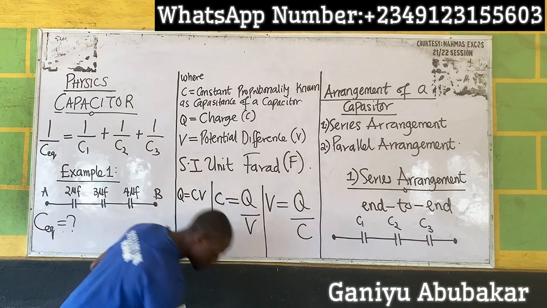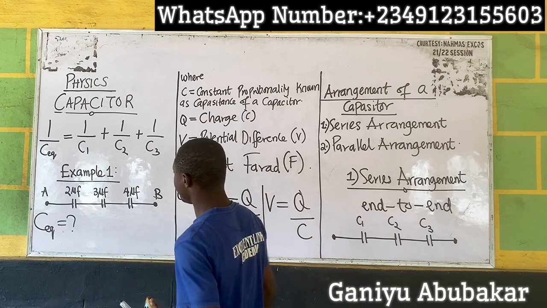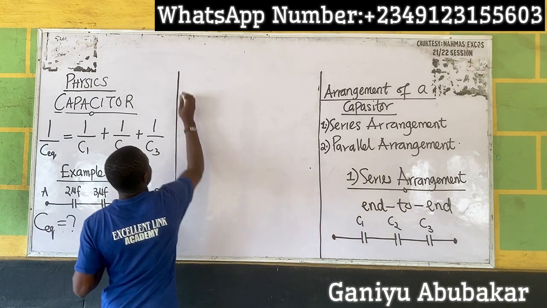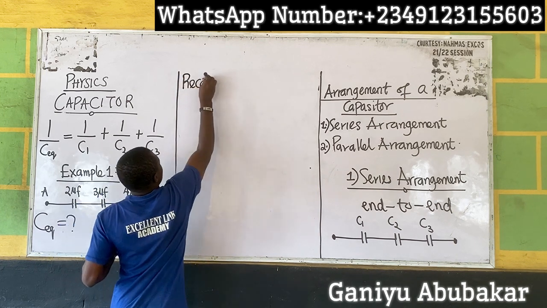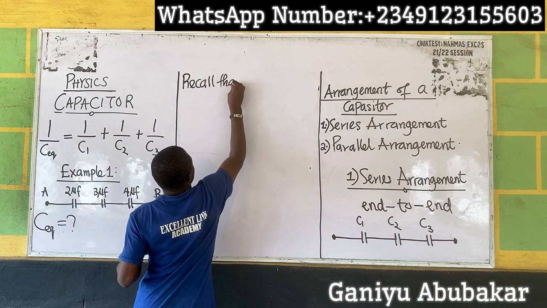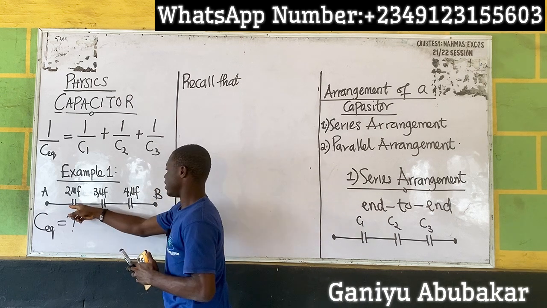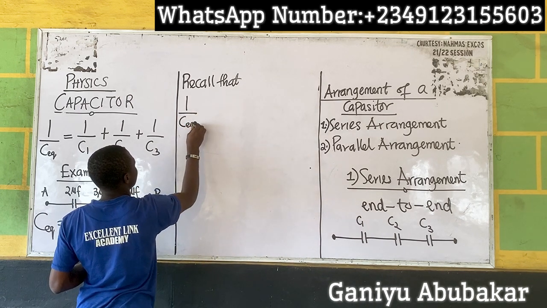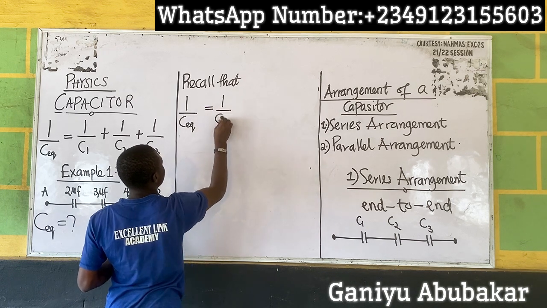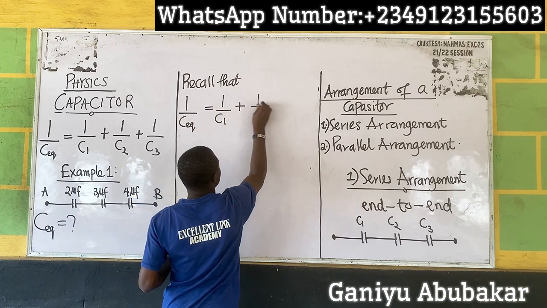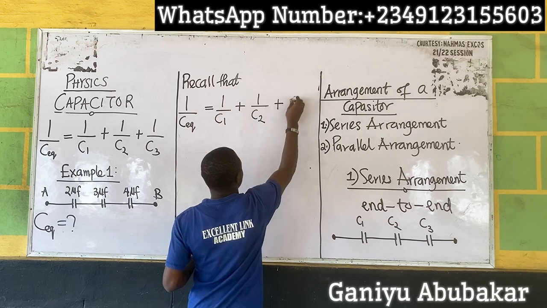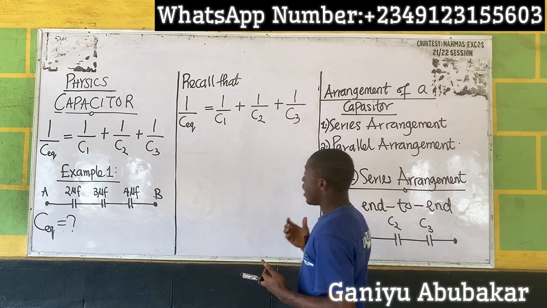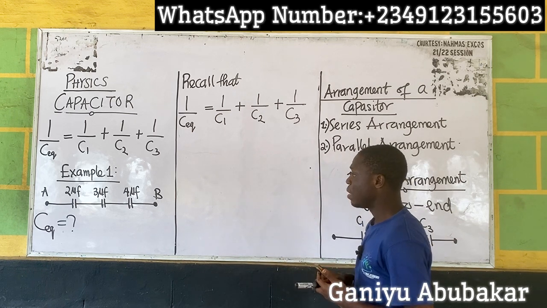So let's get this done, please. From here, I have to recall that for capacitors arranged in series, the formula is given as 1 over equivalent capacitance is equal to 1 over C1 plus 1 over C2 plus 1 over C3. All right, I have the formula here. So let's insert stuff there.